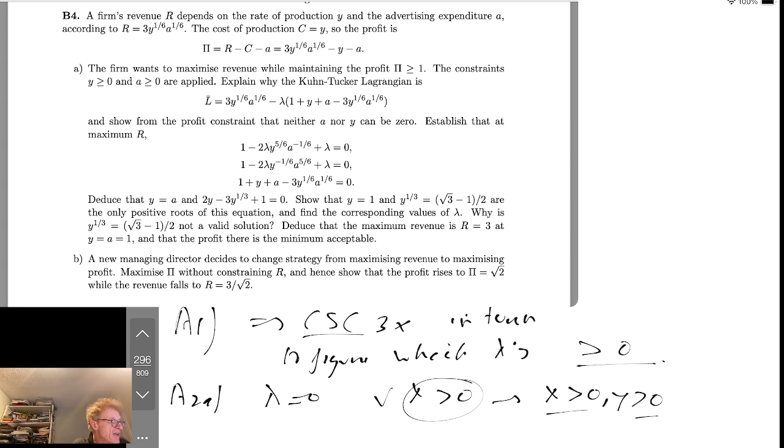Then you re-express x comma y, for example, in terms of lambda. Solve for lambda using the constraint, and then you have found x and y, and then you have found x, y, and lambda.